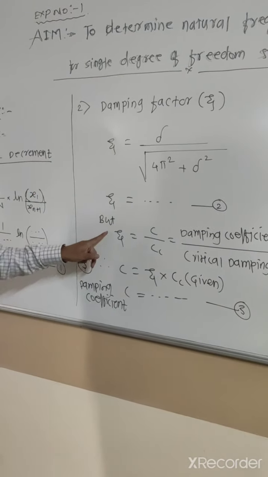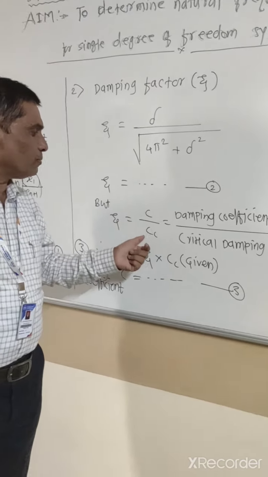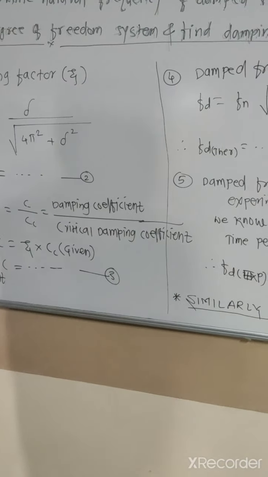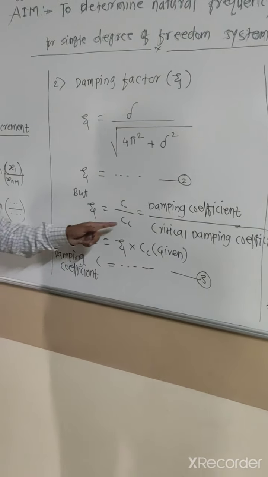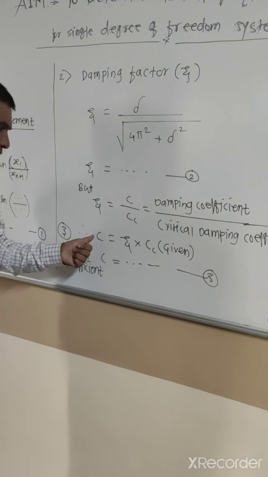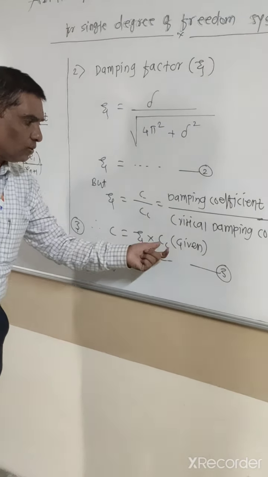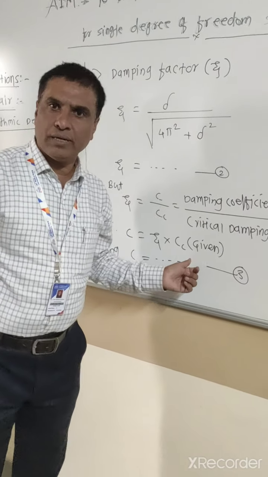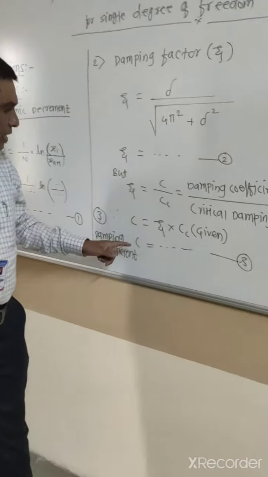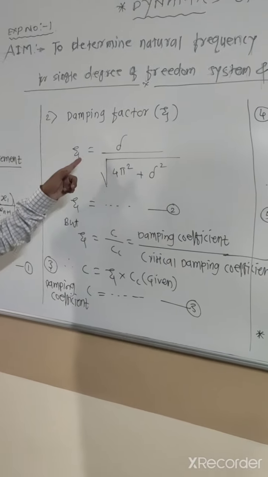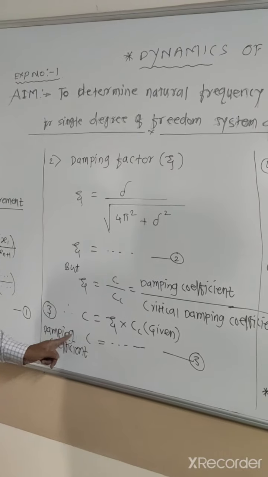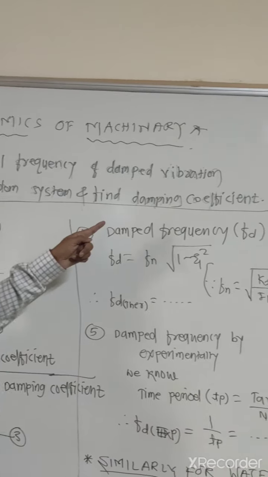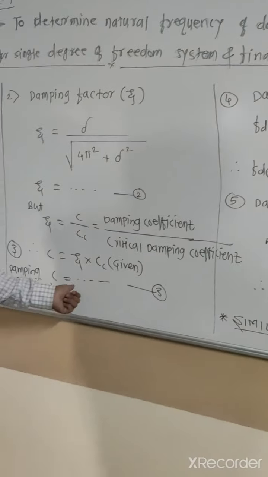But again we know zeta is equal to C upon Cc. C is the damping coefficient, and Cc is the critical damping coefficient. From this equation we can do a cross multiplication. Therefore C is equal to zeta into Cc. The critical damping coefficient Cc value is given to you in your experiment one. You can substitute this Cc value multiplied by zeta from equation number 2, and you will get the damping coefficient. So our first aim is completed, that is to find the damping coefficient, from equation number 3.